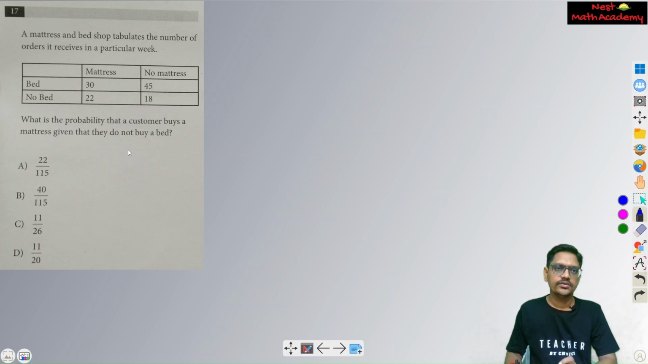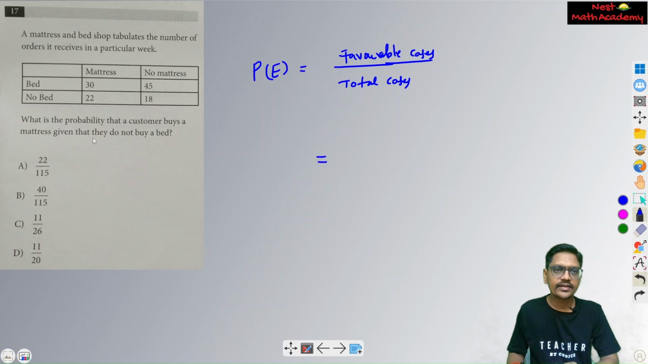Okay. So probability is all about probability of any event, E let us say, is favorable outcomes or cases upon total cases or total outcomes, right? So in this case, what is the probability that a customer buys a mattress given that they do not buy a bed? So they do not buy a bed is the total possibilities for us.